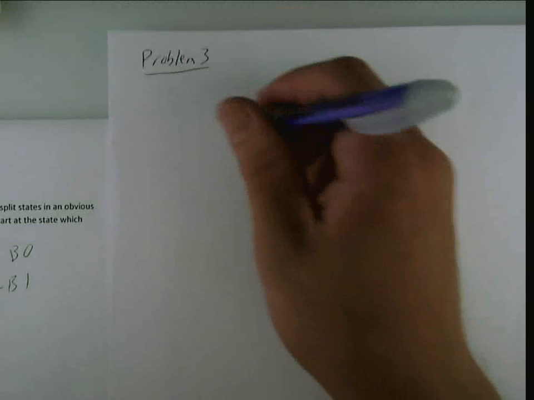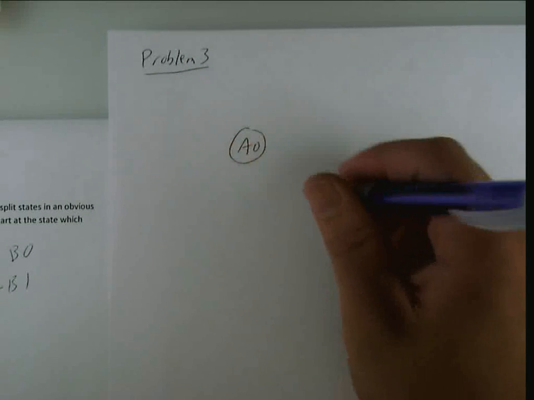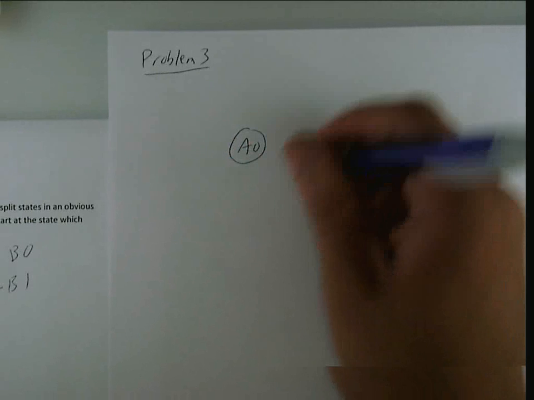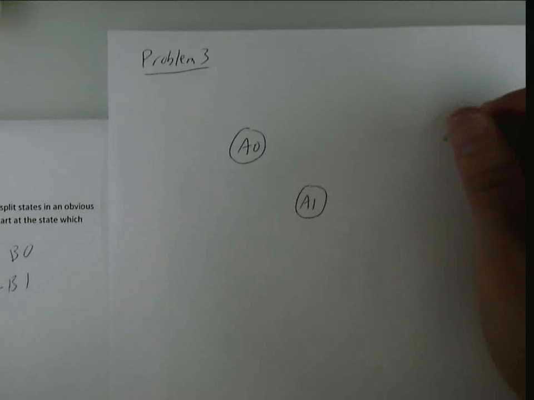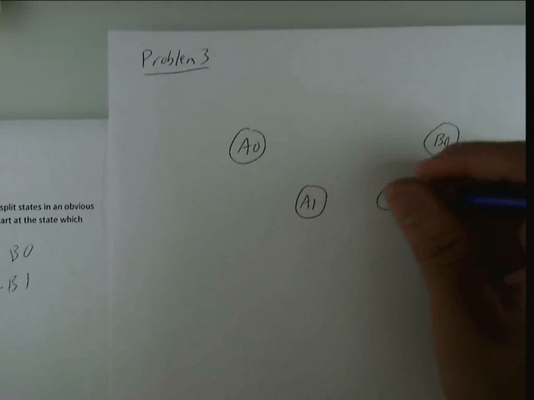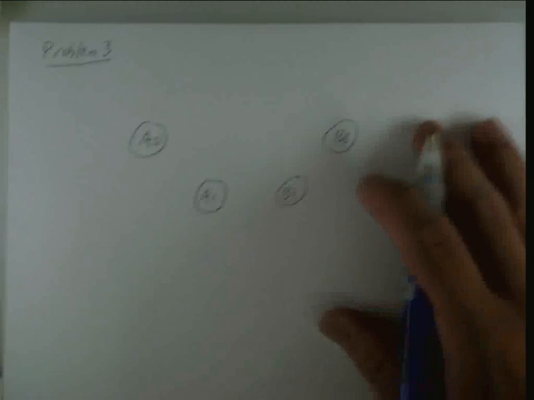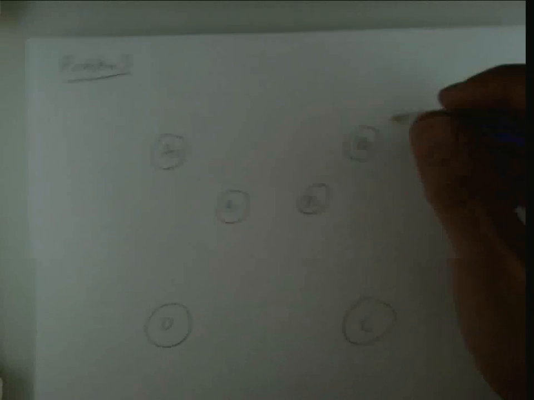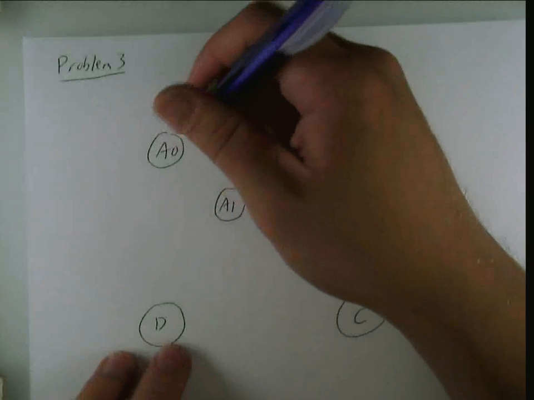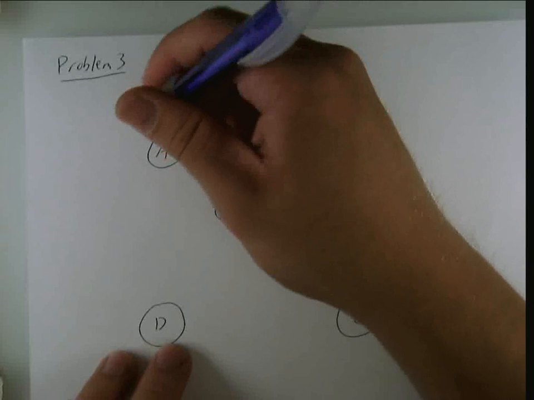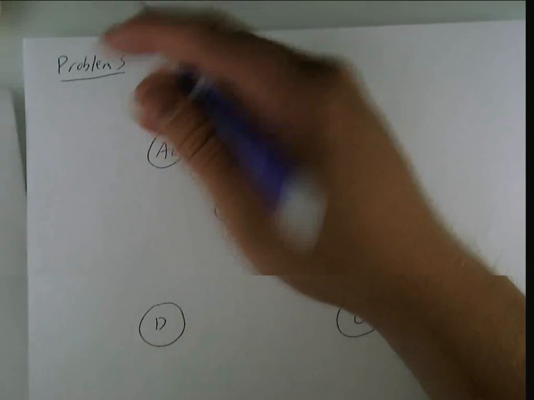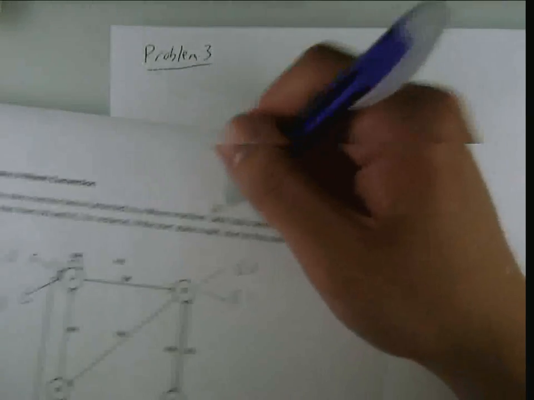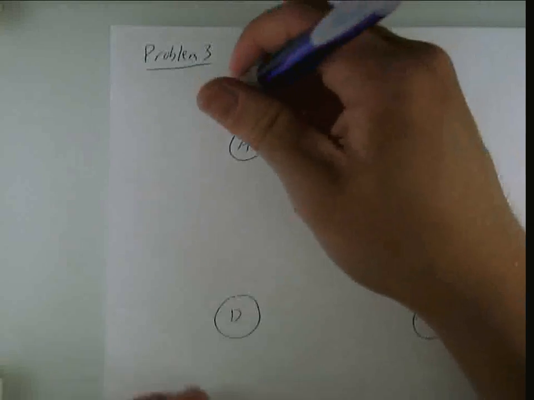So problem 3, we will have A0, A1, and we will have B0, B1, and then we will have D and C down here. Initially we're going to assume that our output is 0, as the problem statement says: if the start state is split, start at the state which outputs 0. So we will start here.